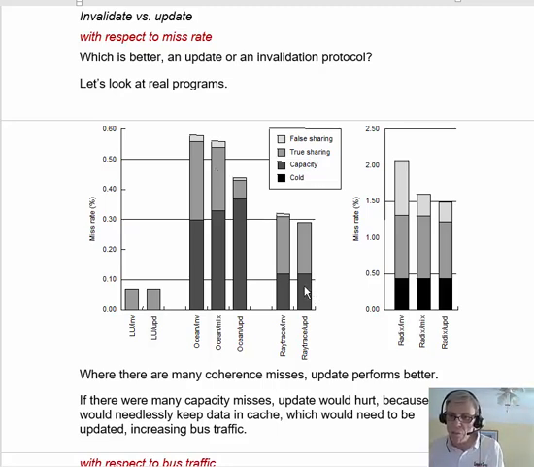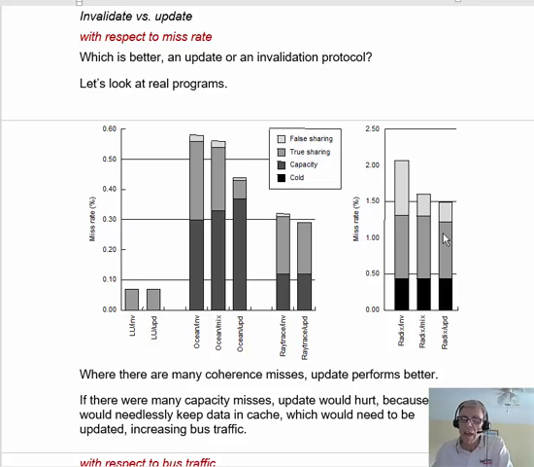And the same is true for Raytrace and also for Radix. Over here you can see that the update protocol has fewer misses. But that's because there are a lot of coherence misses in these applications.